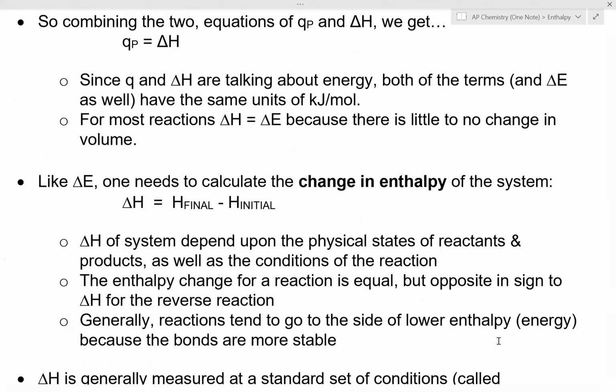A couple of key things you might want to highlight: the enthalpy change for a reaction is equal but opposite in sign for delta H of the reverse reaction. And generally reactions tend to go to the side with lower enthalpy or lower energy because the bonds are more stable. This we'll talk about a little bit more in Chemistry 12, but at this point, just be aware of those 3 bullets.